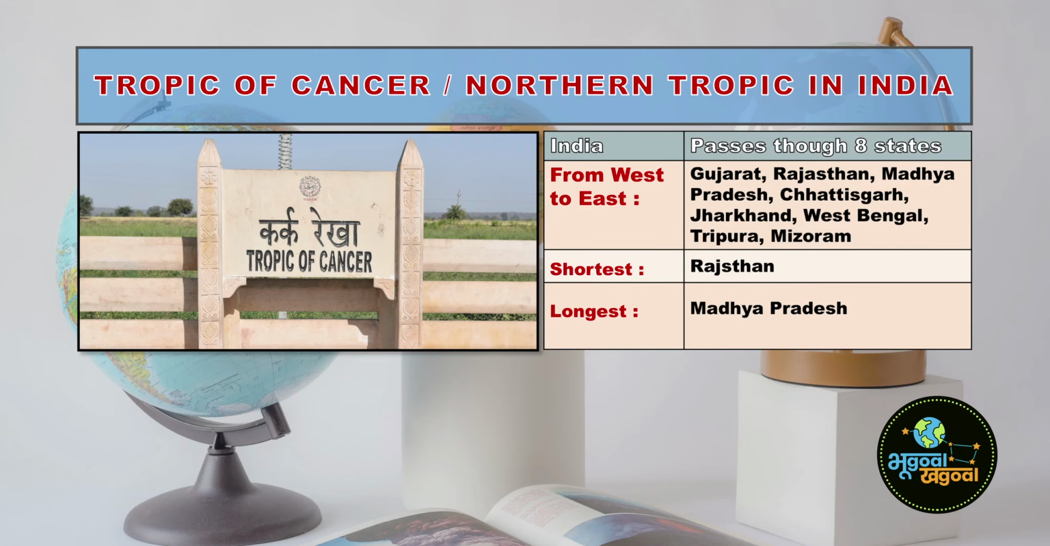Tropic of Cancer crosses 8 states of India, including Gujarat, Rajasthan, Madhya Pradesh, Chhattisgarh, Jharkhand, West Bengal, Tripura and Mizoram. And the shortest length of Tropic of Cancer within India is in Rajasthan, and the longest length of Tropic of Cancer in India is in Madhya Pradesh.